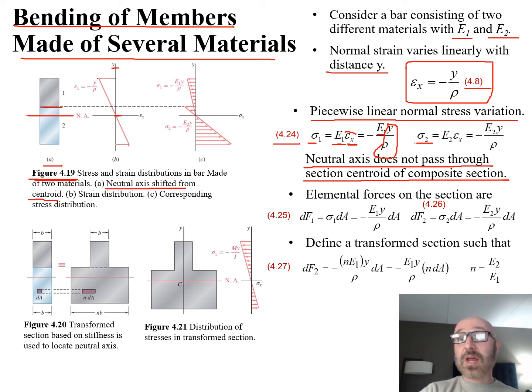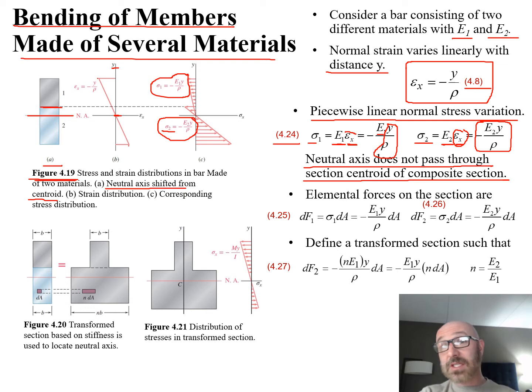We do the same thing for material 2 on the bottom, and we say sigma 2 is equal to the modulus of elasticity for that material times our strain in the x direction, and this is equal to negative E2 y over rho, when we do that conversion for epsilon x equal to negative y over rho. So now we have a relationship, and we've clearly drawn this out in section C for sigma 1 and sigma 2 for the two different materials, related to the modulus of elasticity of each of those two materials, which makes sense.